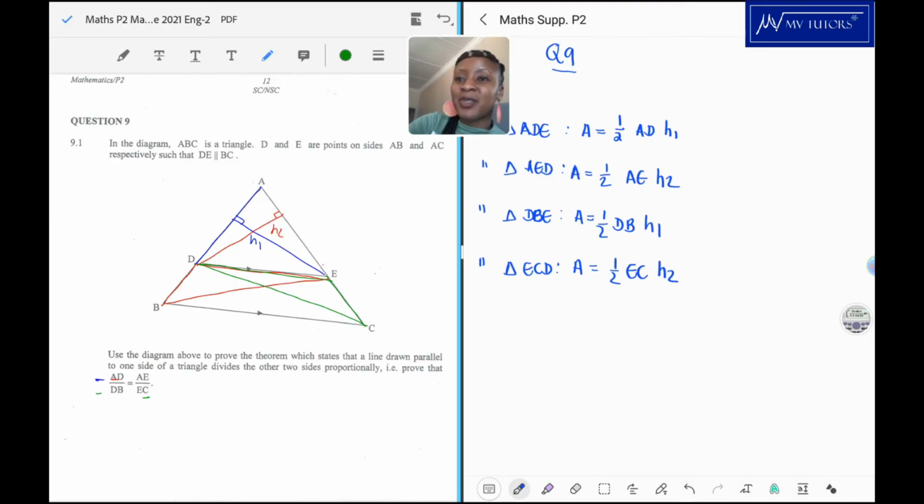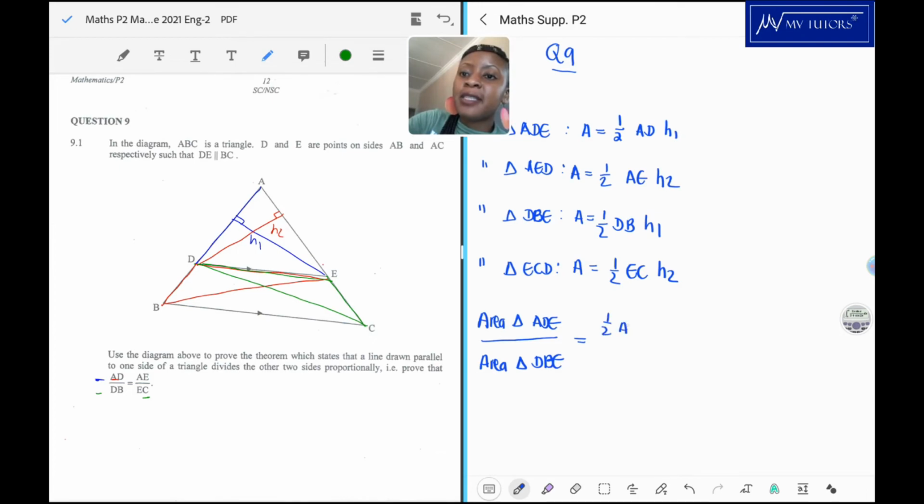The areas, rather. So for the area of triangle ADE, if I divide it by the area of triangle DBE, I get half AD times H1 over half DB times H1. And do you see, if we cancel the like terms, we're actually left with AD over DB.